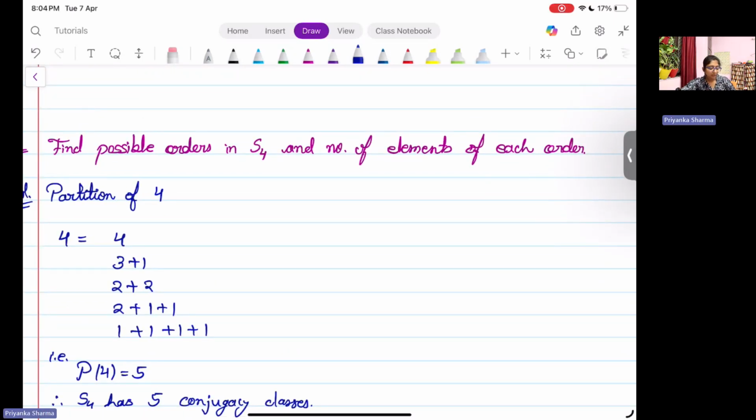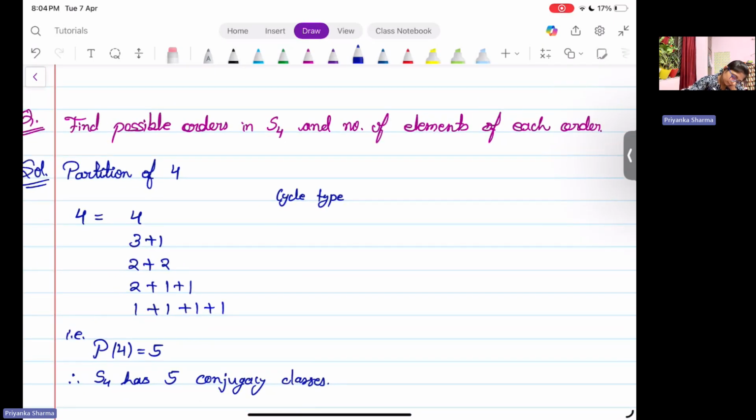Now, we need to find the orders in S4. So for that, we need to find the cycle types there. What will be the cycle type here? 4. That is, here we have elements of the form A, B, C, D. Here we will have 1, 3.